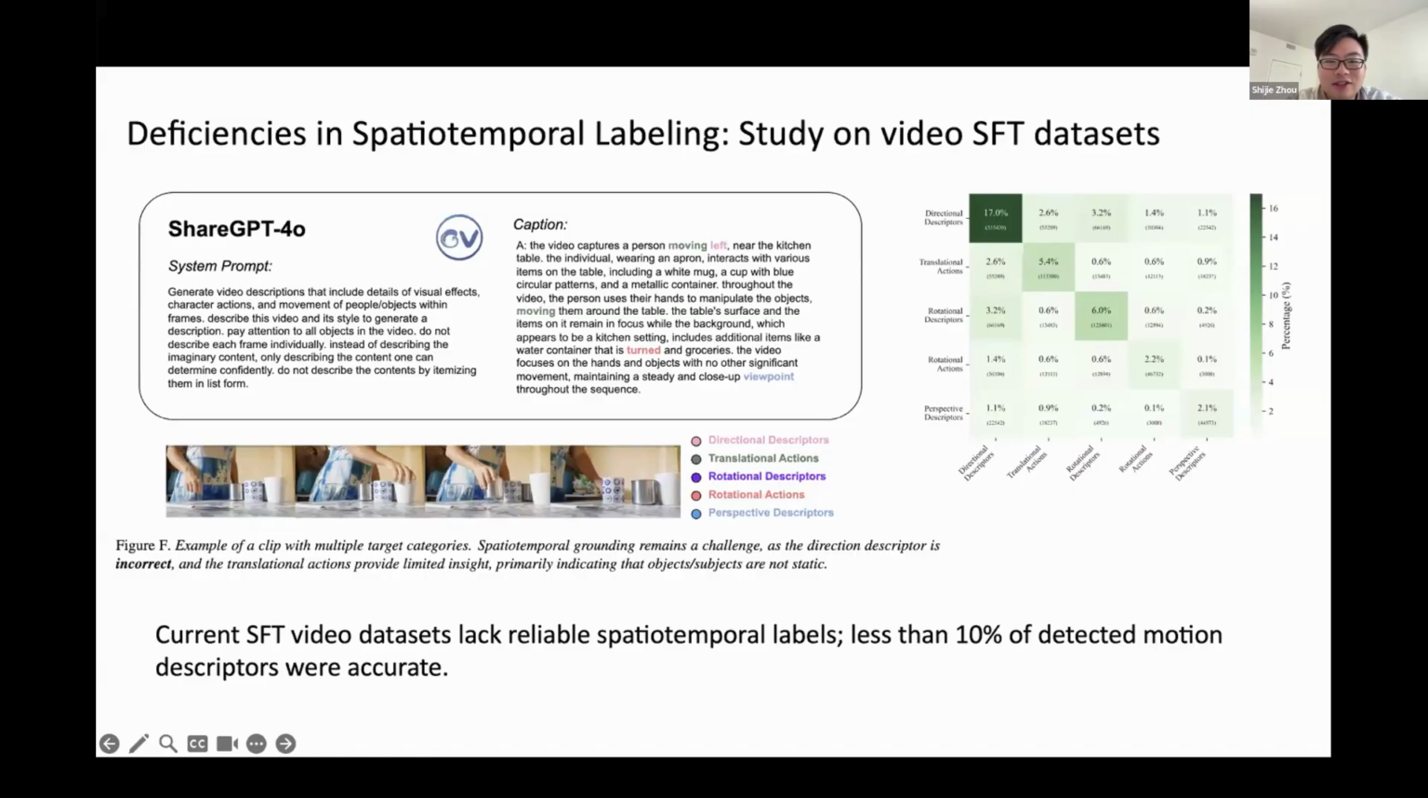And we also studied these descriptors, and you can see the percentage here. This means that if one descriptor is classified as translational actions, and for example here is classified as a rotational descriptor, both rotational descriptor and translational descriptor, there is only 0.6% in the dataset. So we find that currently SFT video datasets lack reliable spatial temporal labels, and only less than 10% of detected motion descriptors were accurate.